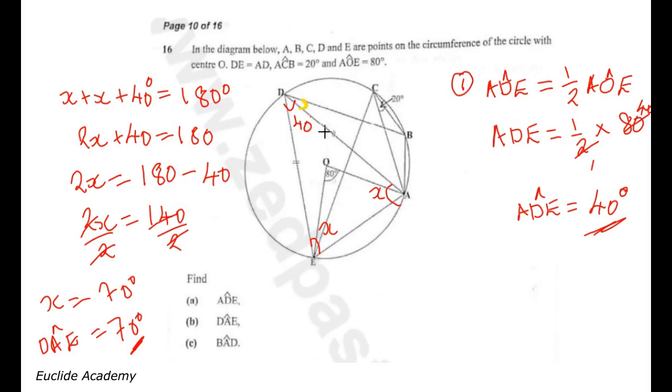This is BDA. So again, this same chord subtends angle ACB, which is 20 degrees. Which means this angle ACB is equal to the angle ADB, because these angles are coming from the same chord. And you really have to think about this when you're solving these problems, and they become easier for you.